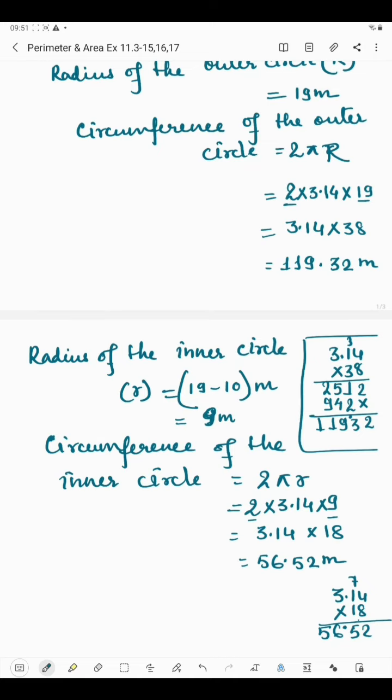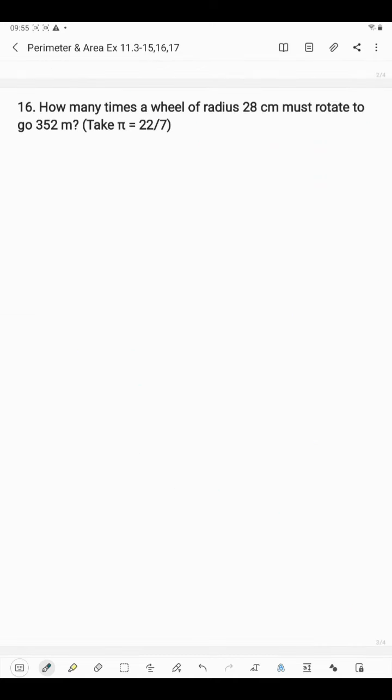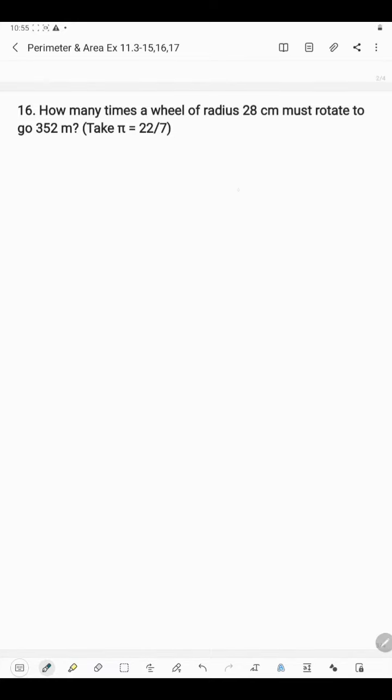Now moving on to question number 16. Question number 16 says, how many times must a wheel of radius 28 cm rotate to go 352 meter? Take pi 22 by 7. Suppose this is 352 meter. Now how many times must a wheel of radius 28 cm rotate to go 352 meter?